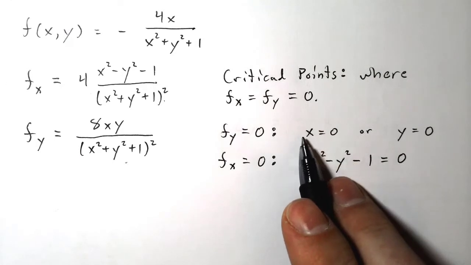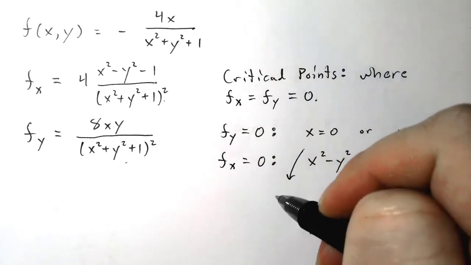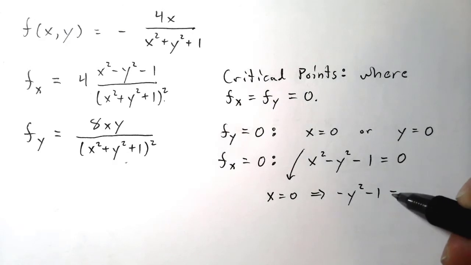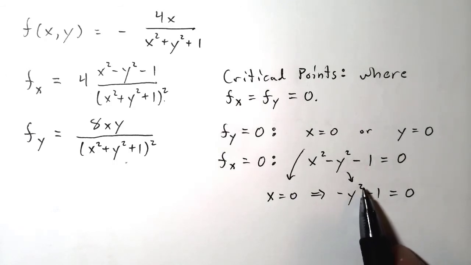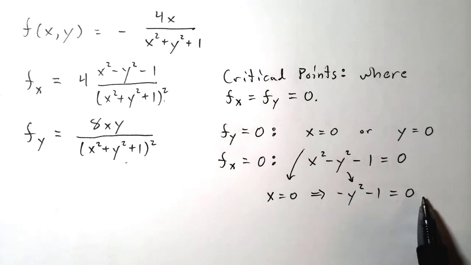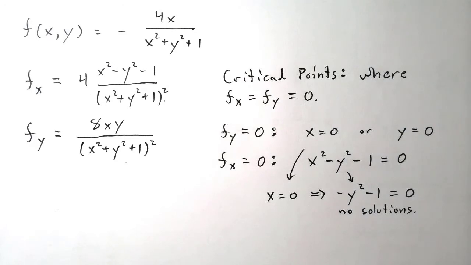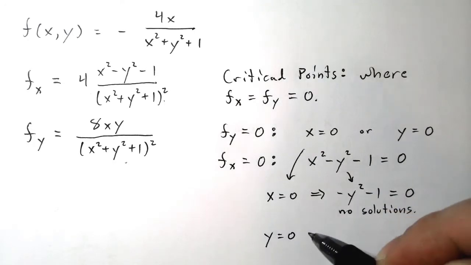If x is equal to 0, then what does this become? This expression becomes this one, right? Can this ever be true? Well, no, because this is always less than or equal to 0, and then we're subtracting 1 from it. So it can't be equal to 0. That's impossible. So there are no solutions here. That leaves only this other condition, y is equal to 0.